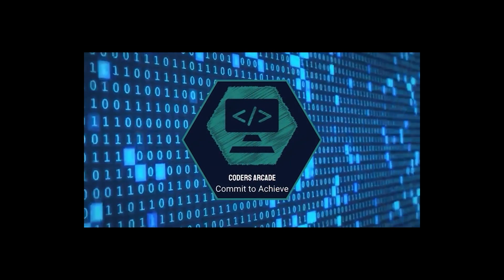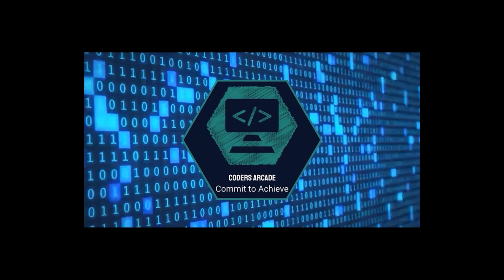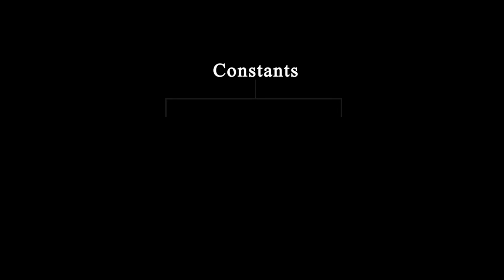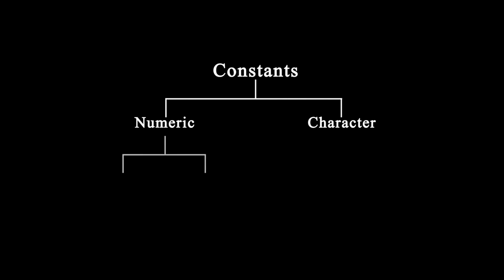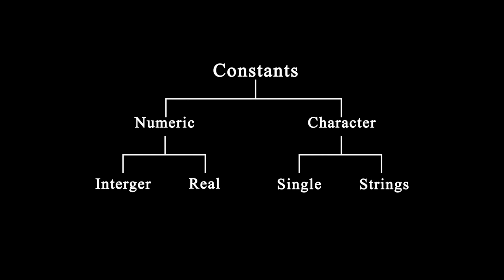Hey guys, so in this video we will be talking about our next topic, which is constants. Constants in C refer to fixed values that do not change during the execution of a program. C supports several types of constants such as numeric constants and character constants. Again, numeric constants consist of two more types, which are integer constants and real constants. In a similar way, character constants also have two more types, which are single character constants and string constants.